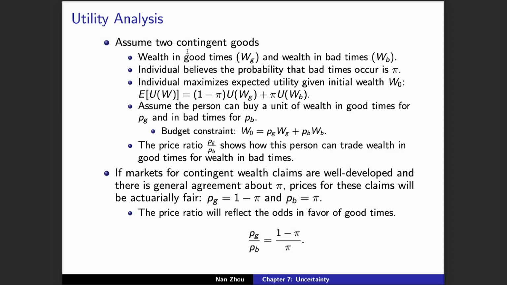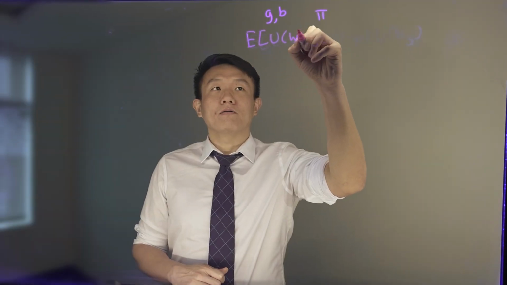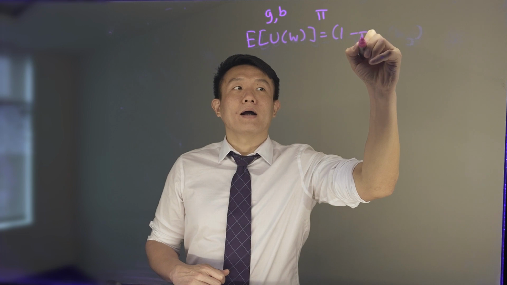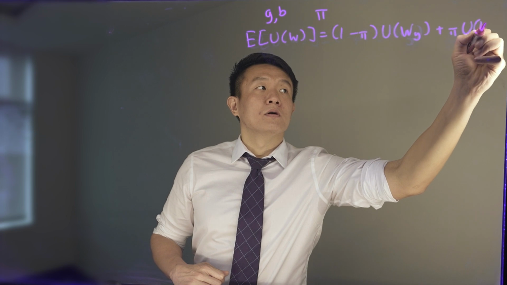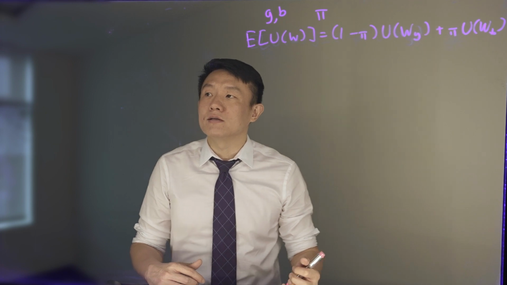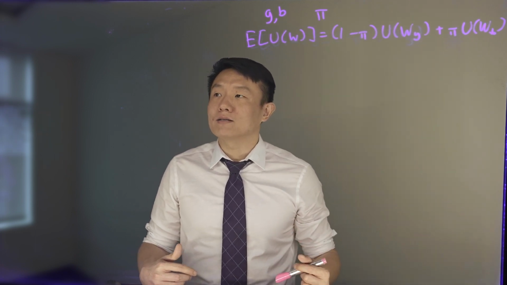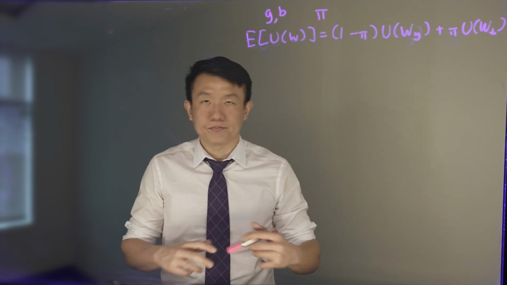Let's let the state of the world be either good or bad. And the probability of the bad state is given by π. The individual is going to maximize the expected utility of wealth, which is going to be (1 − π) times u(W_G) plus π times u(W_B). So let's suppose that there are contingent goods for the good and bad state that are going to grant 1 unit of wealth in the corresponding state.